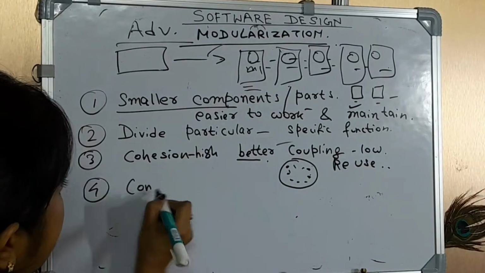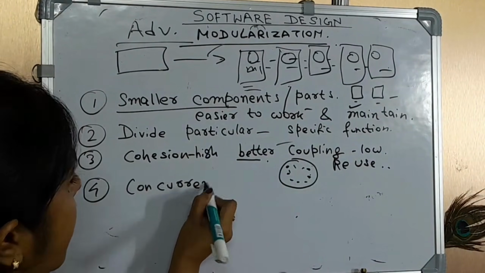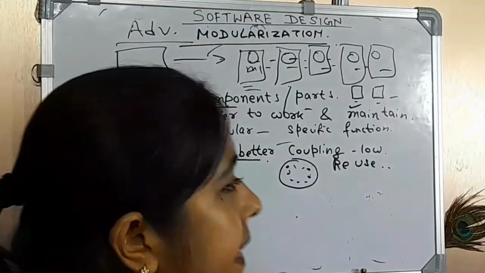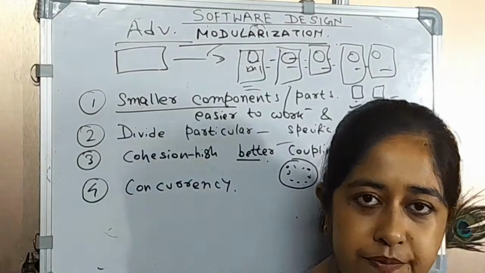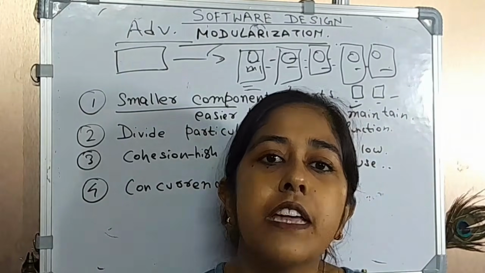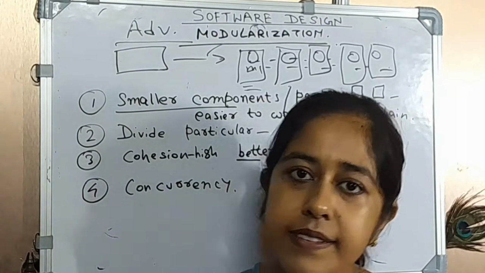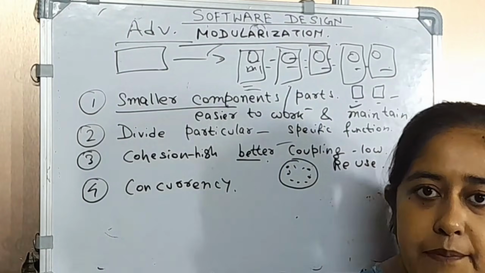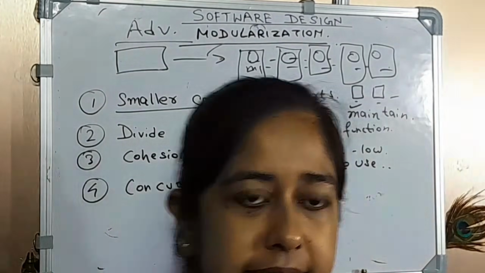The next thing is that concurrency can be easily done. What is concurrency? We will see now. Concurrency can be easily achieved. Concurrency means when two subsystems are working parallelly in a particular instant of time. That can be achieved here very easily.